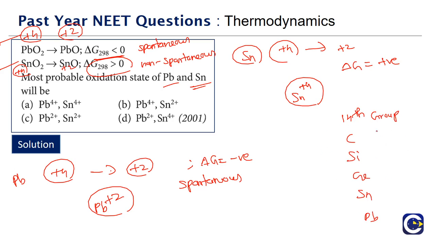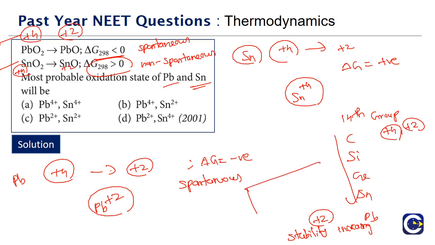So these 14th group elements will have two possible oxidation states, plus 4 and plus 2. As we move down the group, plus 2 oxidation state stability will be increasing. This you will study in the P block 13th and 14th group chapter, that this is because of the inert pair effect. The valence arrangement of these elements will be ns2 np2. The ns2 electrons will become reluctant as they are attracted more by the nucleus as we go down the group.